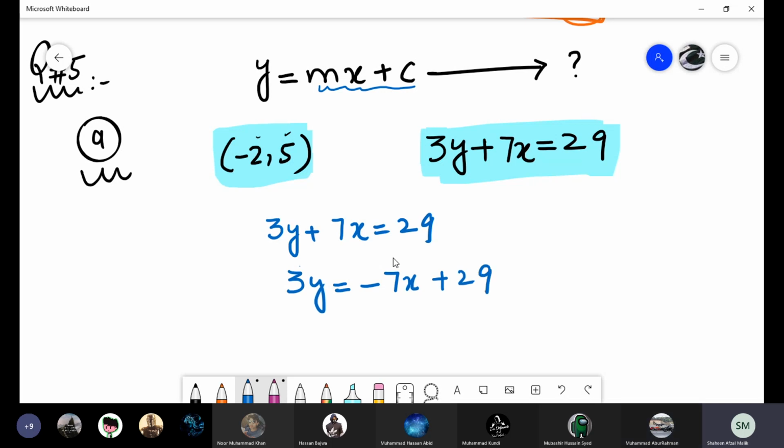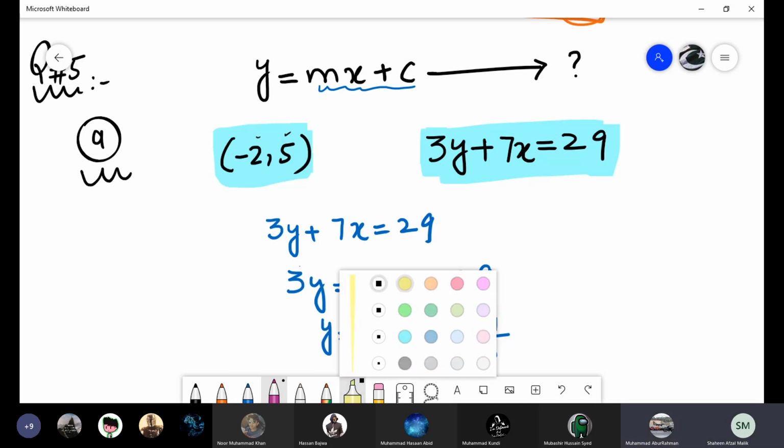Because we need y only here, this 3 will go and divide the whole equation. It will be y equal to minus 7 over 3 x plus 29 over 3. Is it? Yes, ma'am. Okay, so what is the slope here?